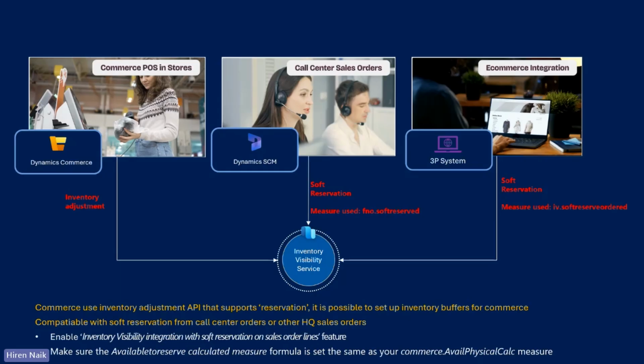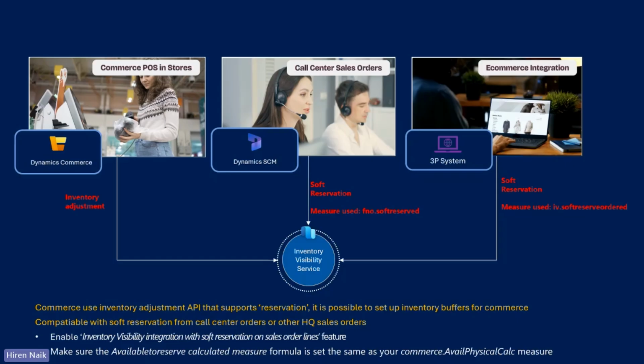Just to add one more note, if you have call center orders, this integration feature is to integrate from Dynamics SCM or HQ sales orders to IVS, so it's not specific to call center. However, if sales orders are created by call center, you can also leverage this feature. You have two options: it can instantly post the soft reservation to IVS, or you can add it to a batch queue, which would post to IVS in about a minute.